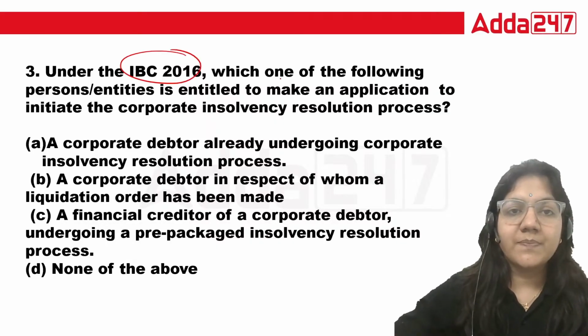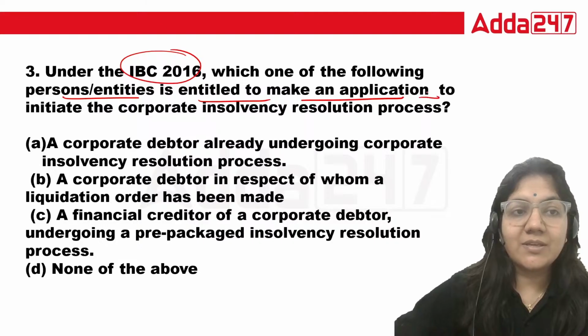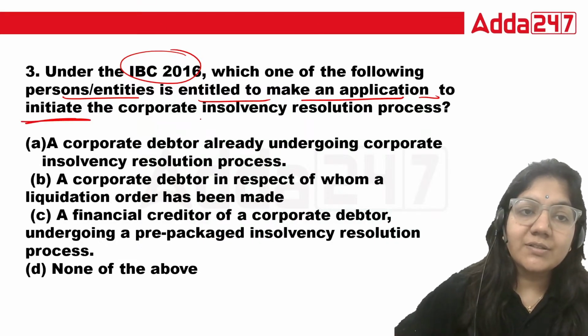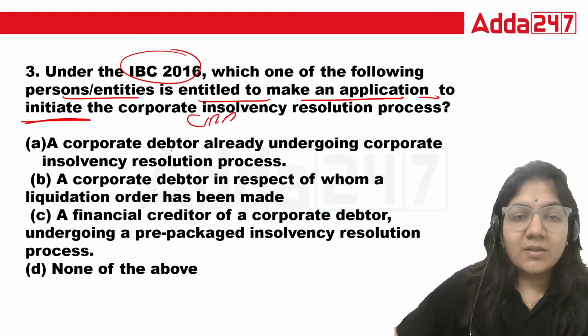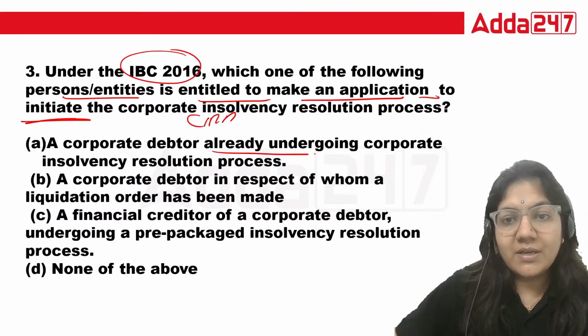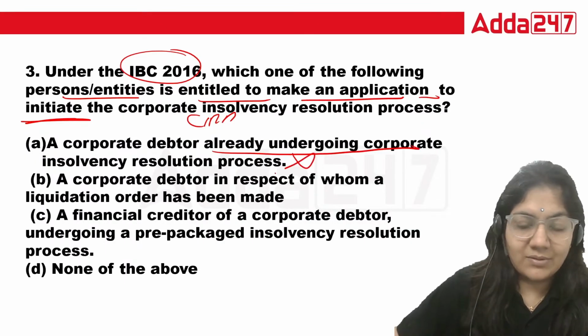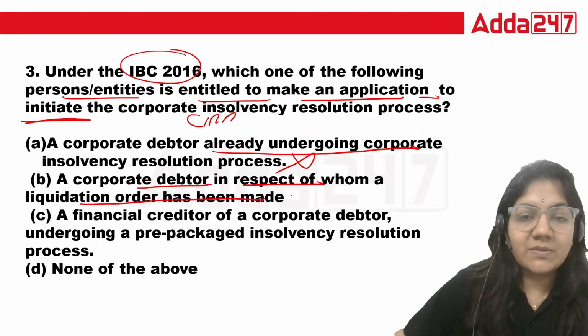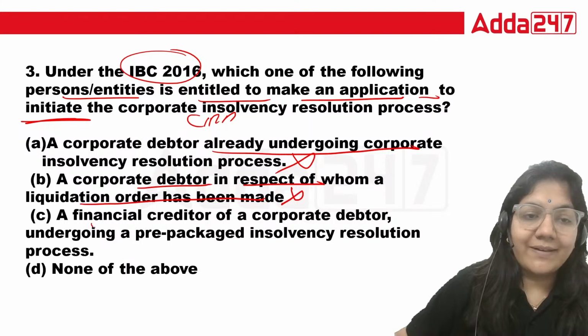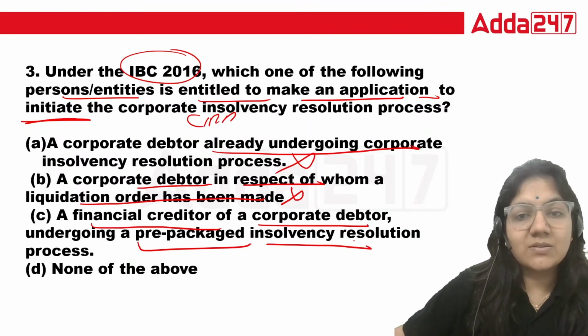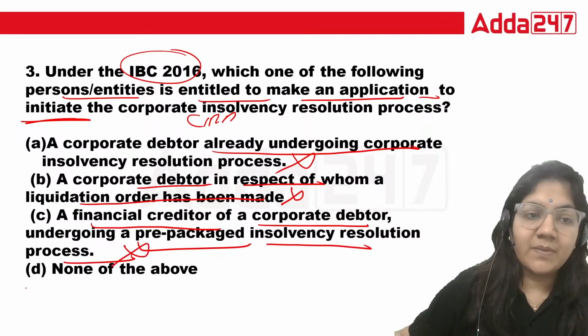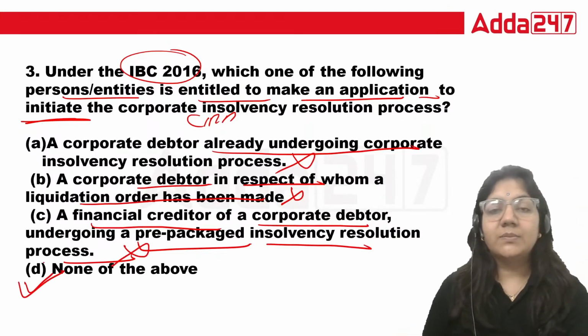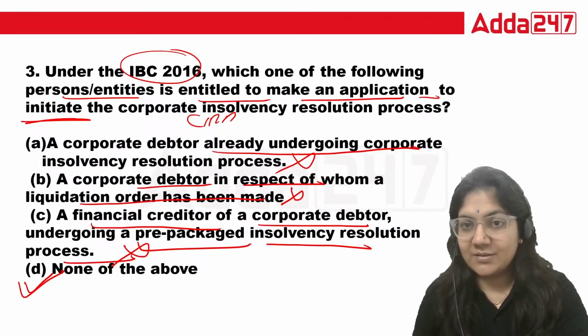Okay, now. Under IBC, which of the following persons or entities is entitled to make an application to initiate the CIRP? The corporate debtor already undergoing this process? No. A corporate debtor in respect of whom a liquidation order has been made? No. A financial creditor of a corporate debtor undergoing a pre-packaged insolvency resolution process? No. So in all the above three, we cannot file the case.